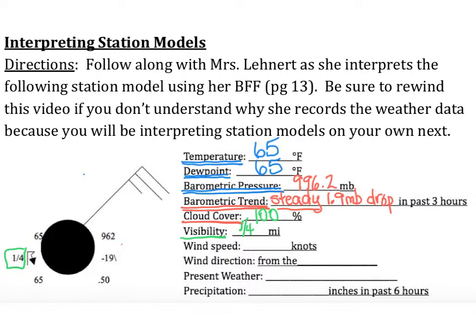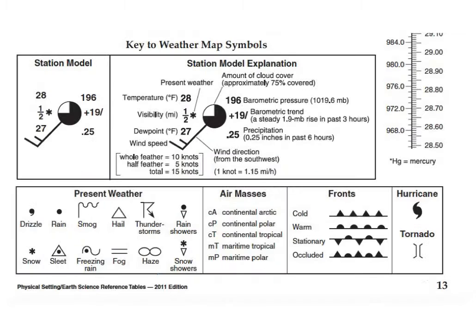All right, next one is our wind speed. So let's see if you can find that on your station model in your Earth Science reference tables. Okay, so wind speed is here. The wind speed is indicated by these little things at the end of this stick here. The stick actually represents the wind direction, and these little things at the end, we call them feathers. It's kind of like the feathers at the end of an arrow, and that's why they call these feathers.